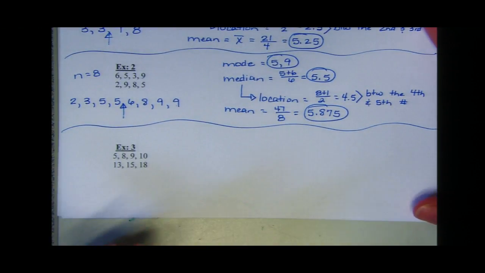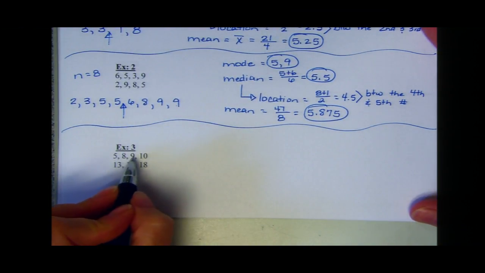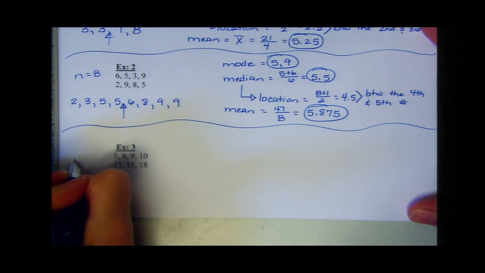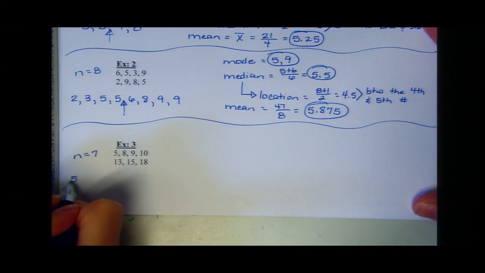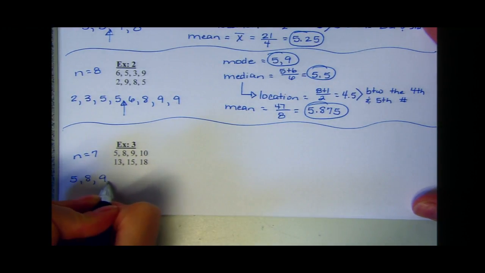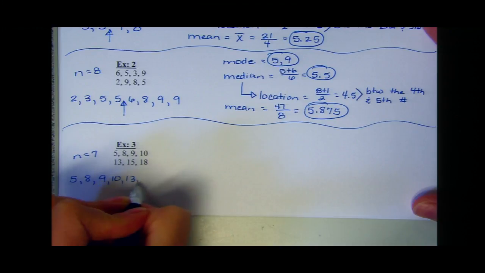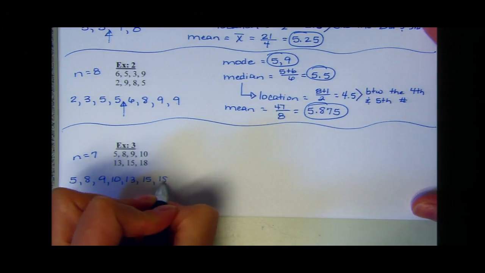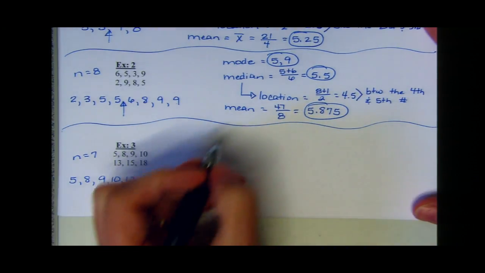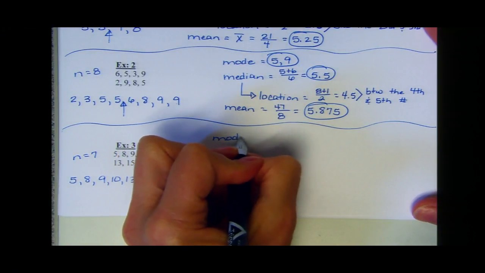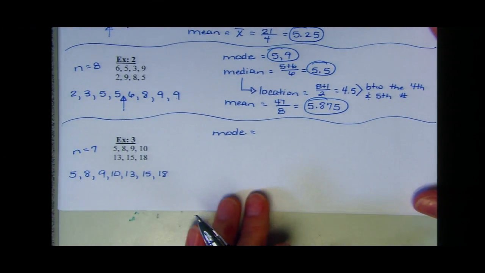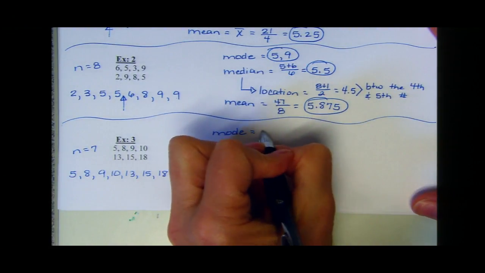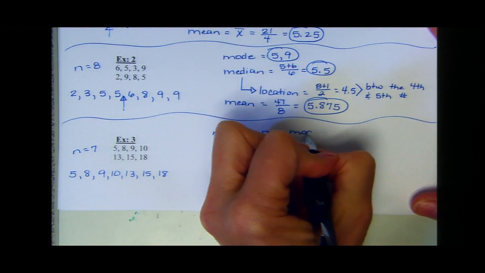All right, so this last example, there's 1, 2, 3, 4, 5, 6, 7 numbers. So N equals 7. And it looks as though they're already in order, but I'm going to go ahead and rewrite them just because it's a little bit easier to see when they're in 1 row instead of 2. So my mode is the number that is listed most frequently, and I look down here and there is not any number that is listed more often than another. So that tells me for this particular example, there is no mode.